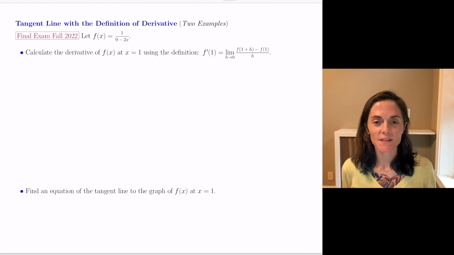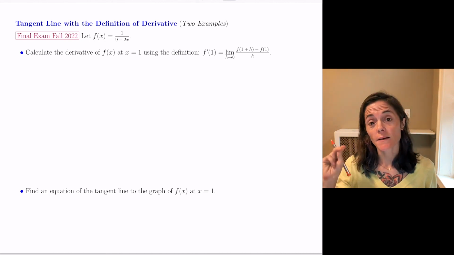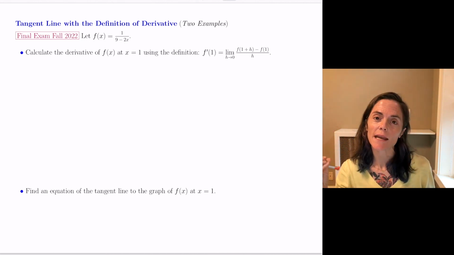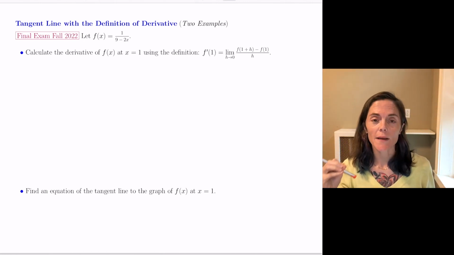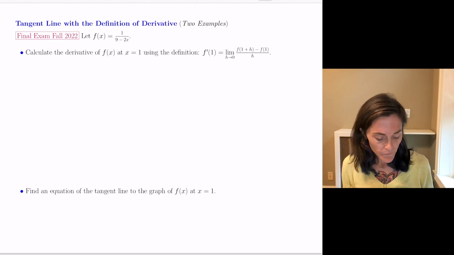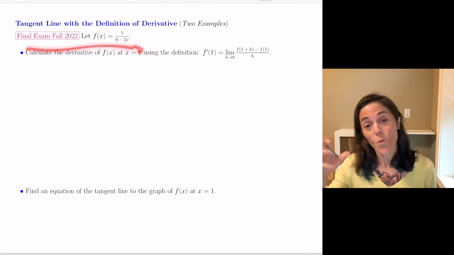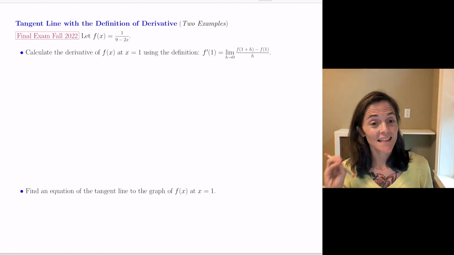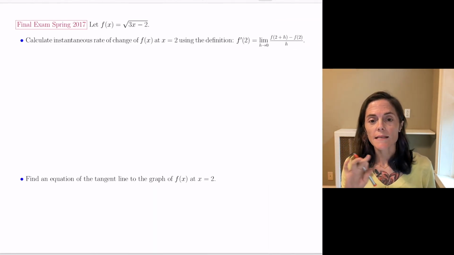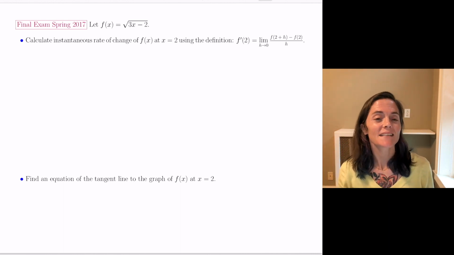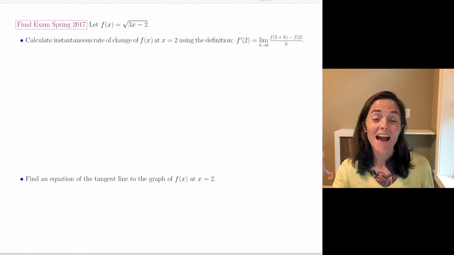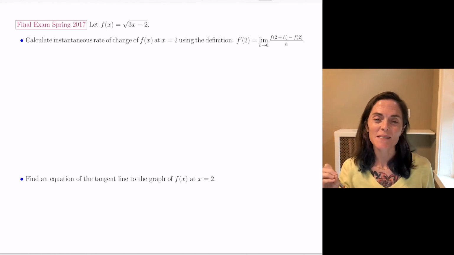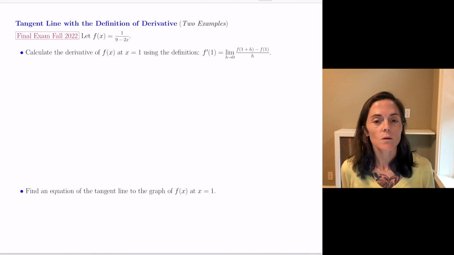Hello, Calculus 1 students. In this video, I'm going to work two examples where we find a derivative or an instantaneous rate of change using the definition of derivative, and then we will find an equation of a tangent line. The first example involves a 1 over something. This comes from Final Exam Fall 2022. The second example involves a square root, and this comes from Final Exam Spring 2017. There are strategies in each one of these types of problems that we will practice. Okay, so let's get started.